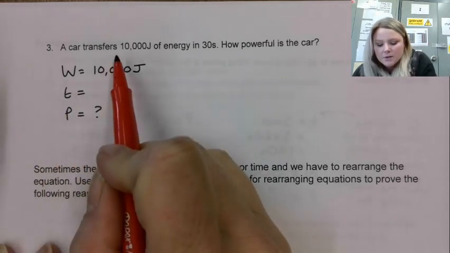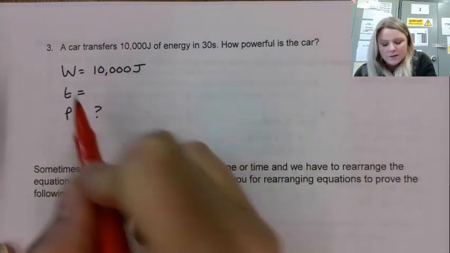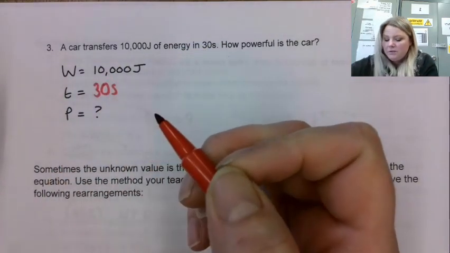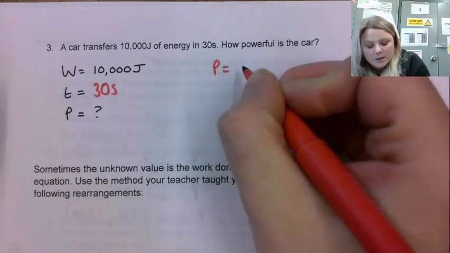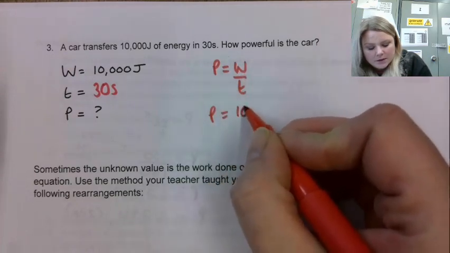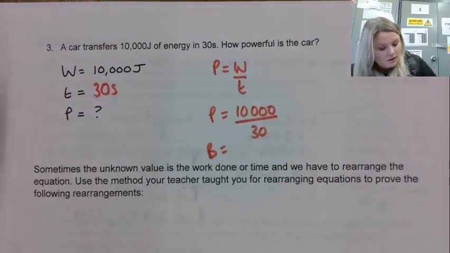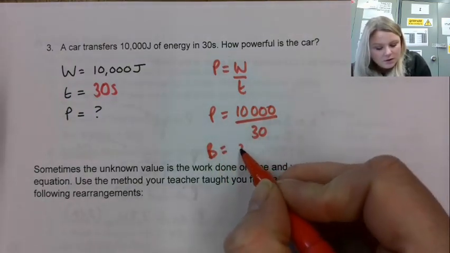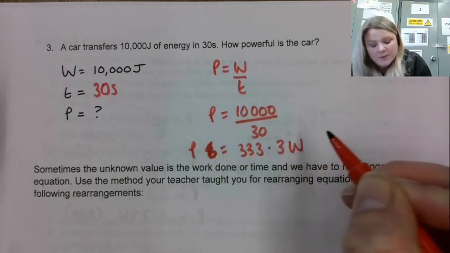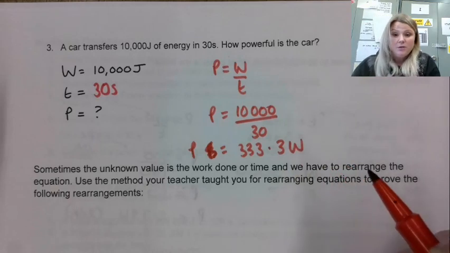So a car transfers 10,000 joules of energy in 30 seconds. How powerful is the car? So I've already listed our 10,000 joules. The time is 30 seconds. And we've listed that we're looking to figure out the power. So start off by writing out your equation. Hopefully everyone has done that. Power's work divided by time. Work 10,000. Time 30. So that gets 333, or did a P there instead of a B? 333.3 watts. If you've rounded yours slightly differently than mine, that is fine, because the question didn't tell us what we had to round to there.